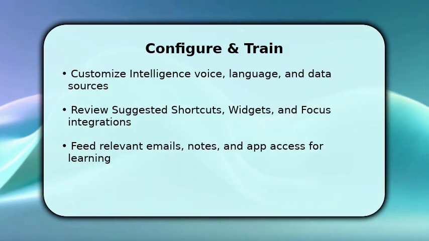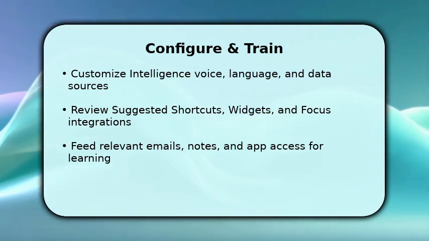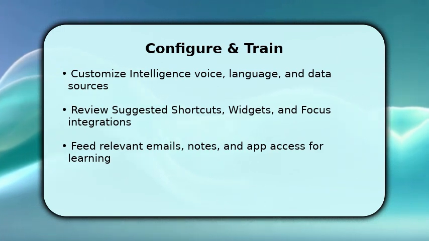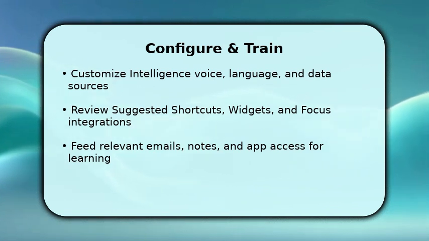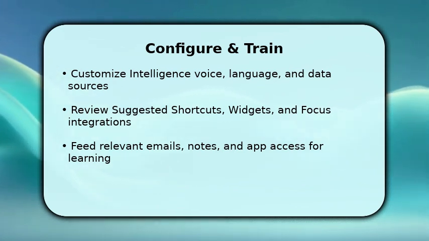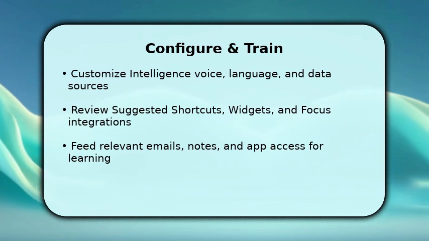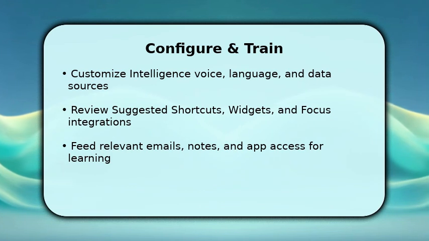Once basic access is granted, you configure how intelligence behaves. Choose voice, language, and which apps it can read. Make sure to review and enable suggested shortcuts, widgets, and focus integrations so prompts appear in the right context. You should also add or label important contacts, allow mail and notes analysis, and give access to calendars. This trains the model on your routines. By actively curating sources, you make responses faster and more accurate, which reduces irrelevant suggestions and improves day-to-day assistance.